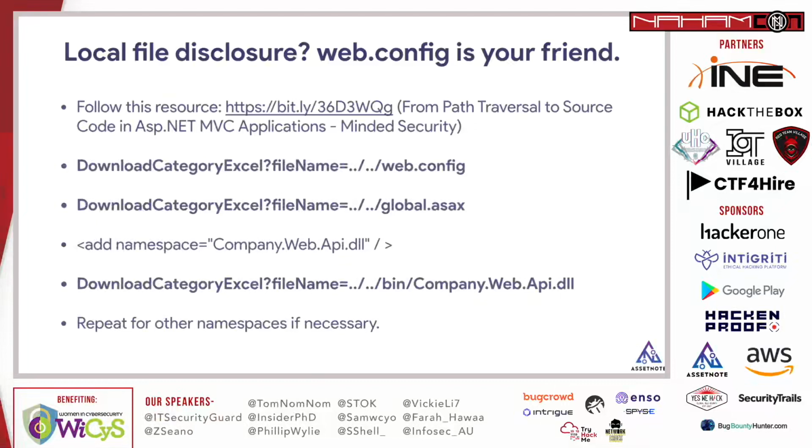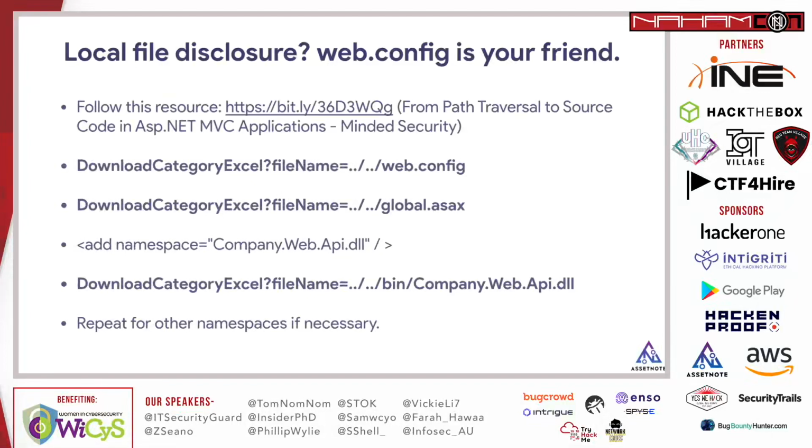But to give you a TLDR, you grab the web.config file and you grab the global.asax file, and inside them you'll see references to DLL files. So for example, you can see here add namespace company.web.api.dll. Now this is really important. You need to get this DLL file name, and then you can download it from the bin folder. So you can use the same vulnerability, the local file disclosure vulnerability, to download the DLL file from the ASP.NET MVC application.